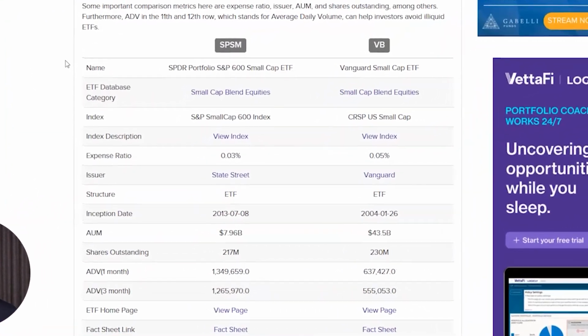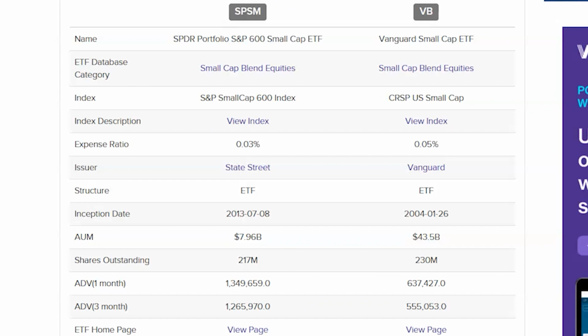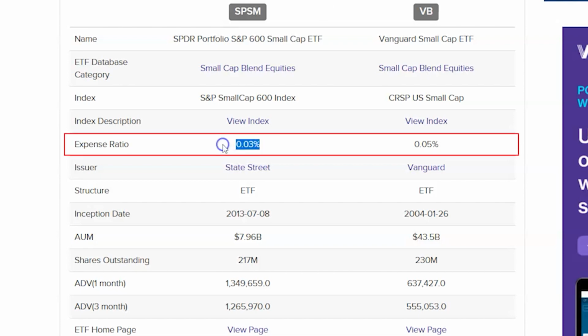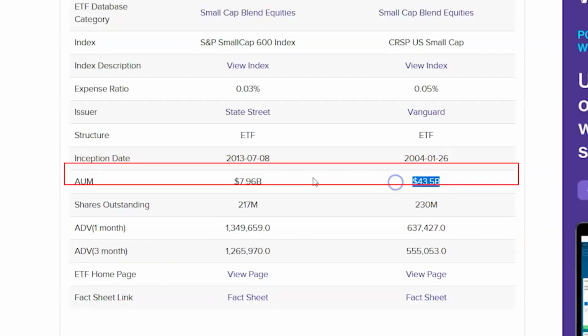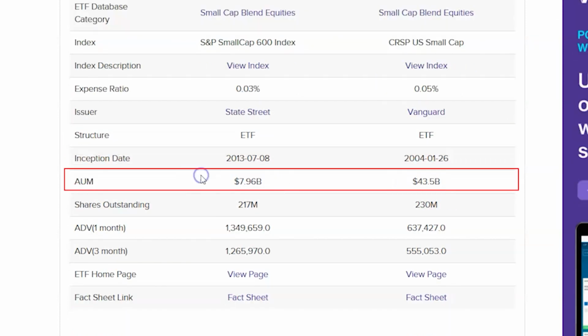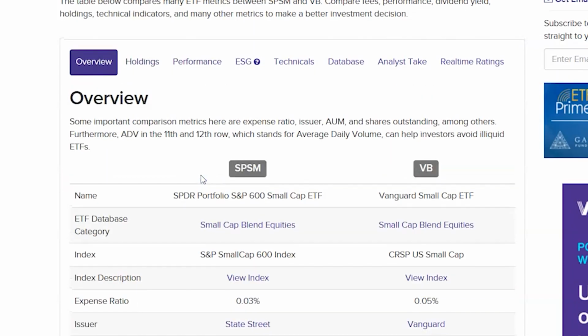Now, what I can do is I can compare them over here. So within etfdb.com, I can go over here. I can say, okay, compare two ETFs to each other. I can see the expense ratios next to each other. So actually, SPSM is cheaper than VB, which is the Vanguard one. Vanguard one's a lot bigger. It's got more money in it, but I don't really care that much about that as long as it has enough money, which it does.